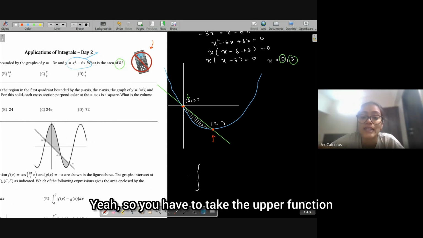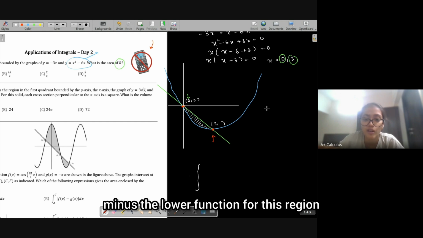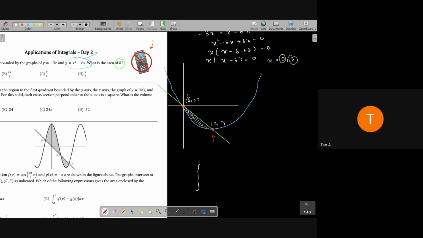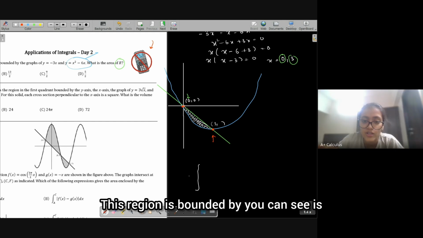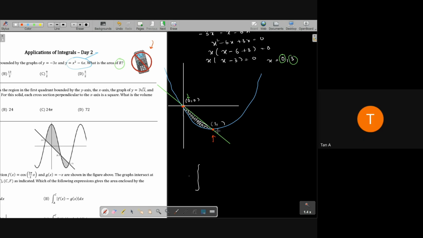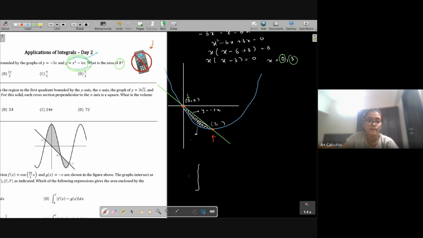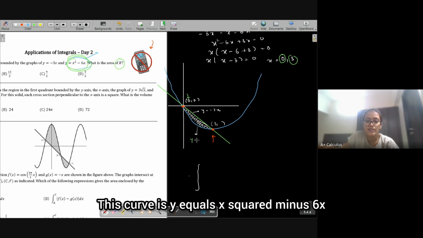Yeah, so you have to take the upper function minus the lower function for this region. This region is bounded by the green line, which is on the top, and the blue curve, which is on the bottom. This line is y equals minus 3x. And this curve, it's given in the question, is y equals x squared minus 6x.